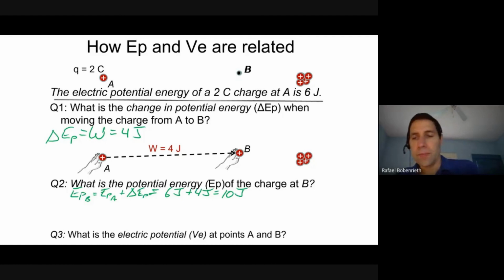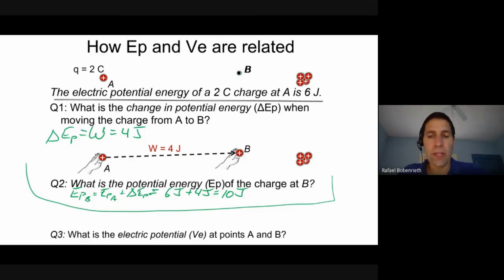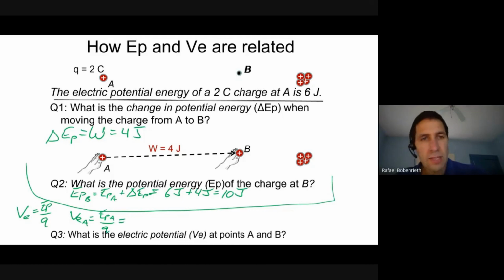Number 3 is a bit more challenging. The question is, what is the electric potential at points A and B? Okay, if we recall, let's go back. What is electric potential? Electric potential is equal to the potential energy per charge. So the electric potential at point A is going to be the potential energy at A divided by its charge. We know that's 6 joules divided by 2 coulombs, or 3 joules per coulomb, which is also equal to 3 volts. So we can say the electric potential at point A is 3 volts.